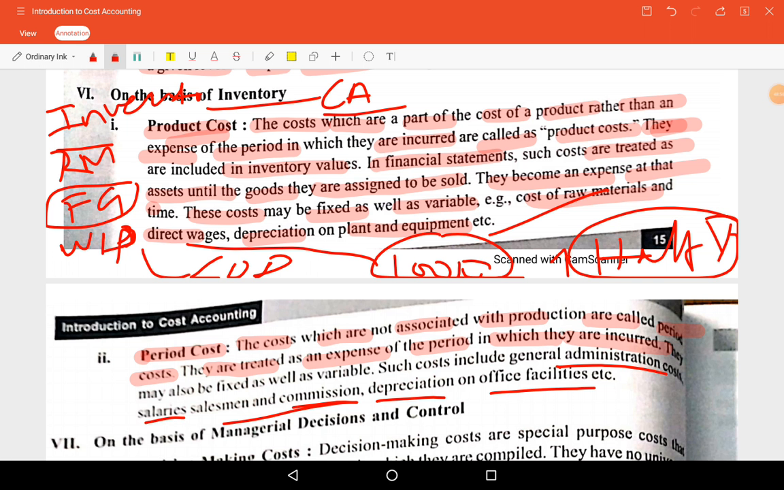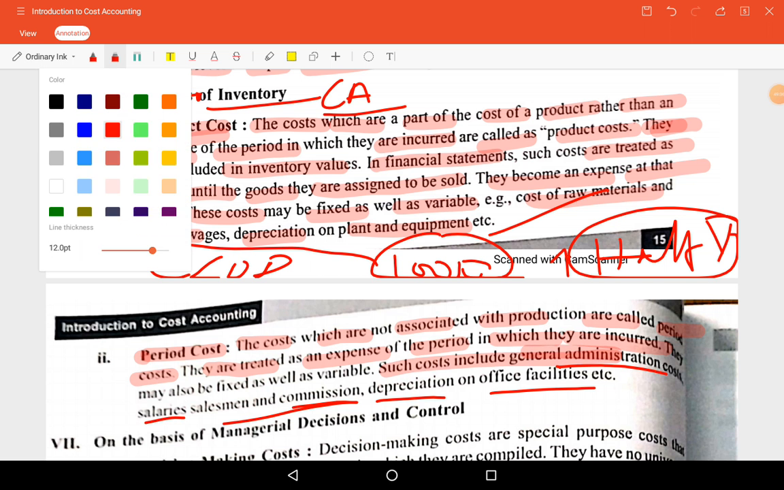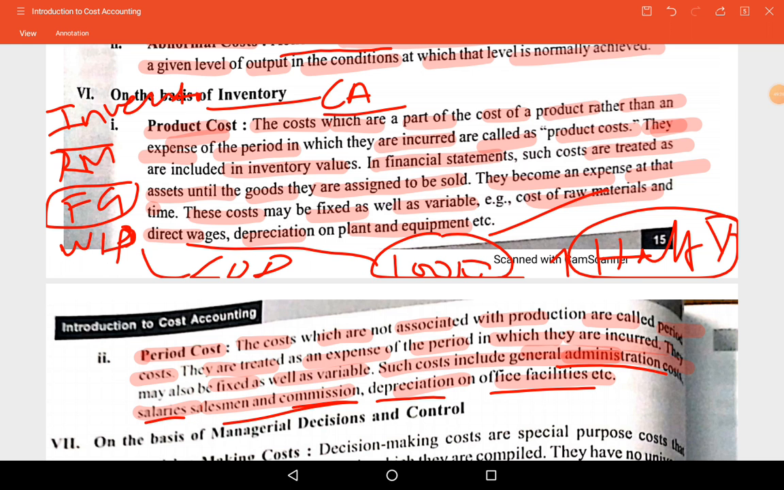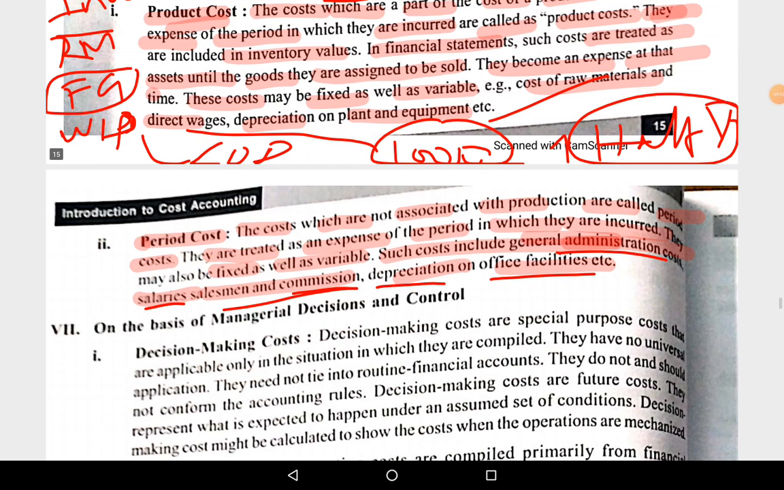See here, such costs include general administration cost, etc. They can be fixed. And here comes our major discussion, that is on the basis of managerial decision making.